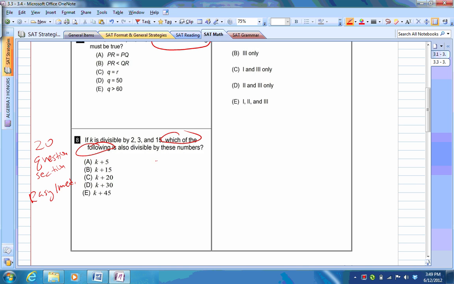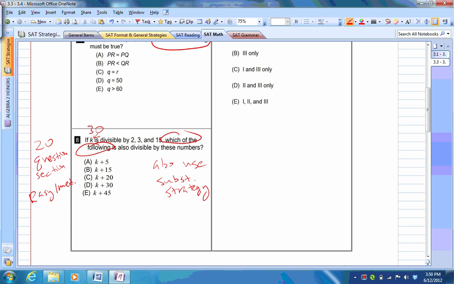Now, you also want to use the substitution strategy. What that means is that you want to plug in a number for k, but you've got to plug in a number that makes sense. You can't plug in just any number. So let's say k is 30, because 30 is definitely divisible by 2, by 3, and also by 15.